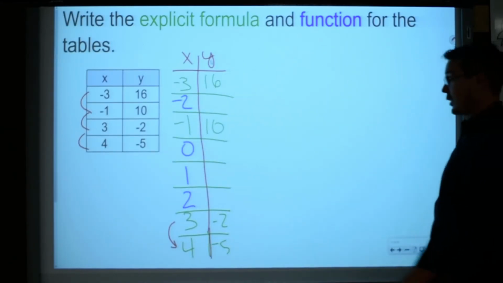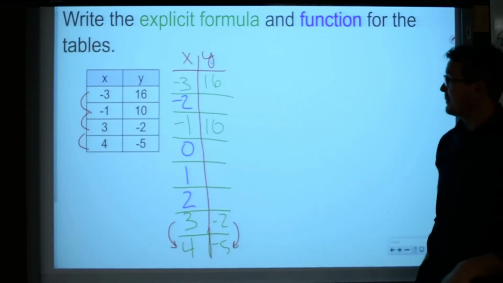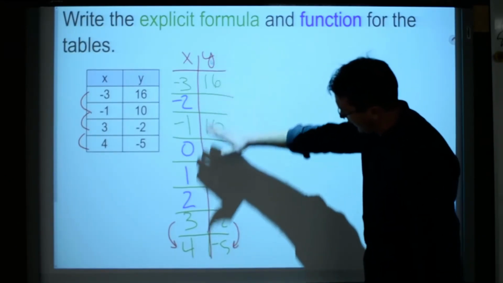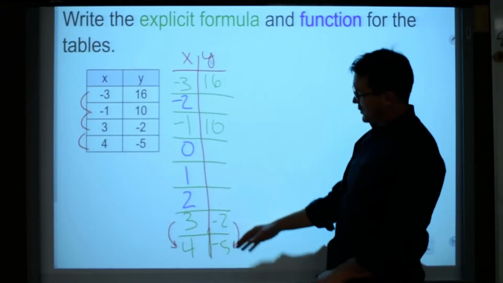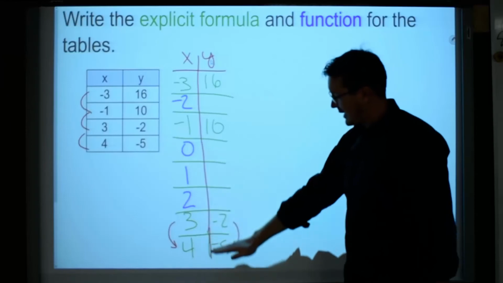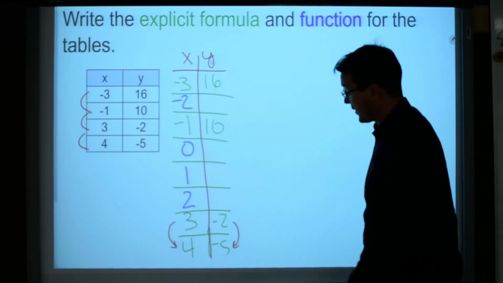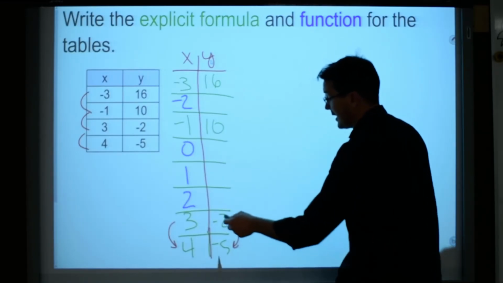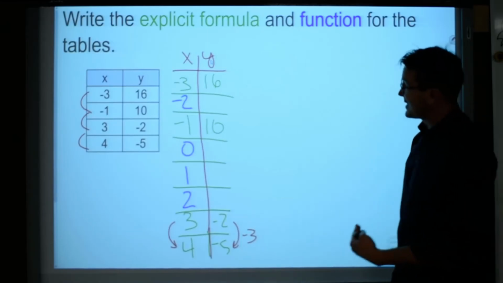Cool. And again, I look over here and say, okay, what can I do here? Well, it looks like it's getting smaller, and that makes sense because we started at 16 way over here, and we got all the way down to -5. So we're definitely decreasing. And because we only got down to -5 four terms later, I'm guessing it's not exponential. So I'm going to think that it's probably a common difference. Let's see. -2 minus 3 gives me -5. Now let's see if that works.